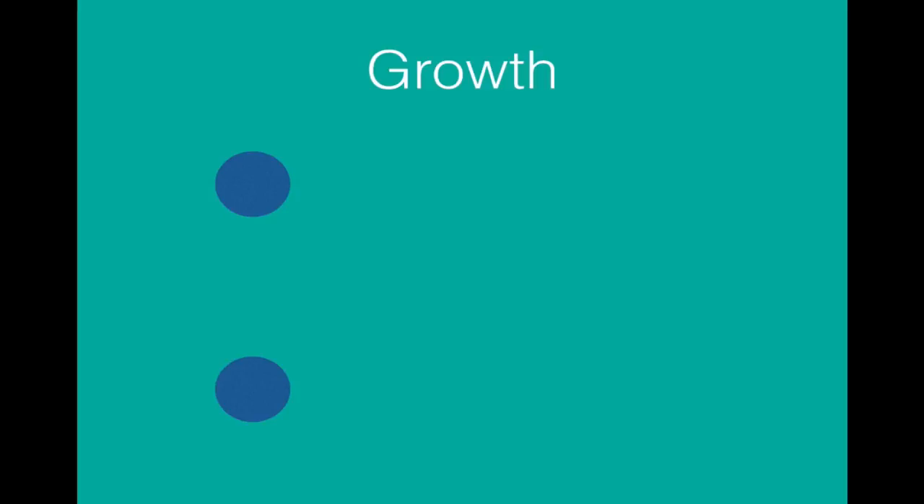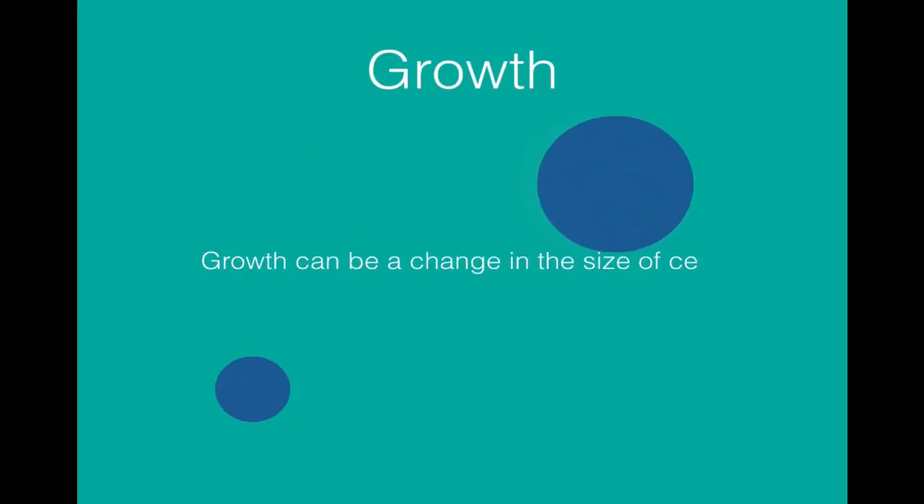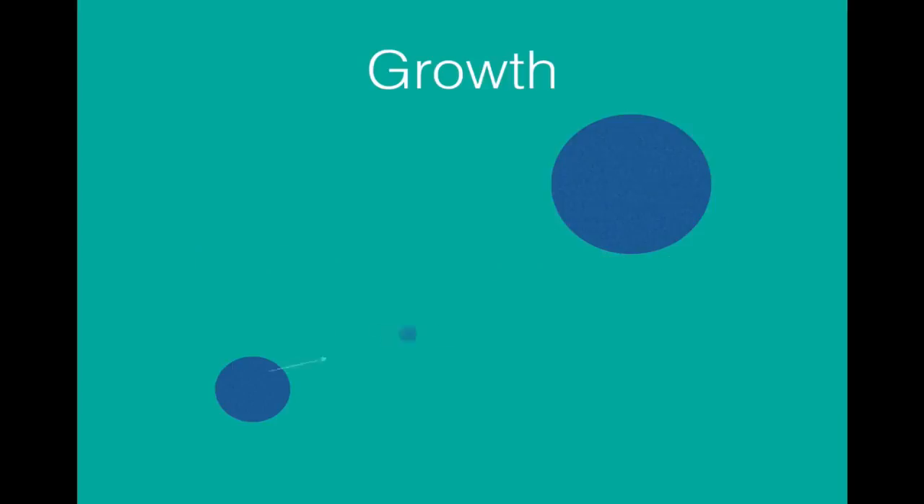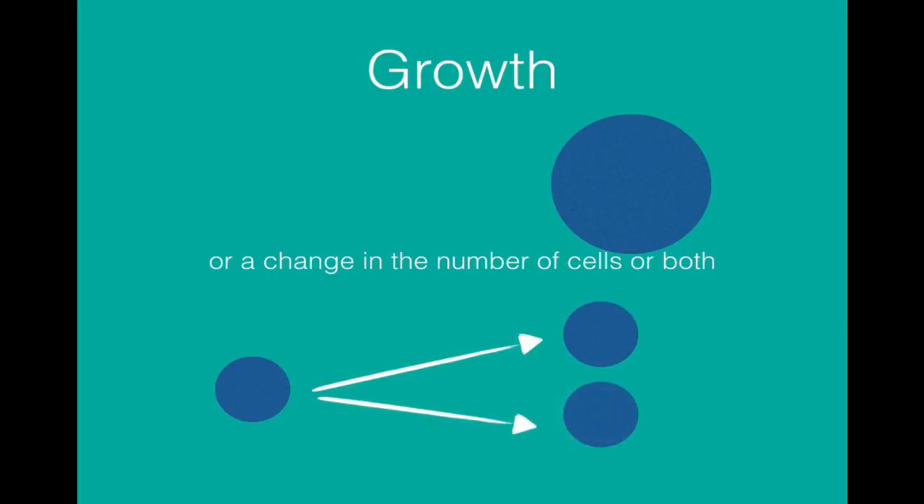The next characteristic is growth, and growth can be a change in the size of cells, so the cells getting larger, say for example after division, or it can be a change in the number of cells, and you will generally have a combination of both. A human starts off as a single fertilized egg cell. By the time they're adults, we're talking trillions of different cells, and your total mass has increased as well. So both the number of cells and the size of those cells after they've divided has increased.